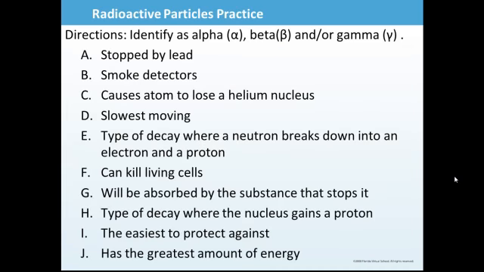And as a review, I would like for you to take these problems and right next to each one, identify it as alpha, beta, and/or gamma radiation. It could be just one, could be two, could be all three. Pause this recording so that it gives you ample time to practice and try these and go back and look up if you need.